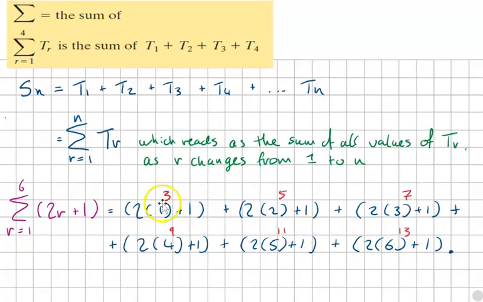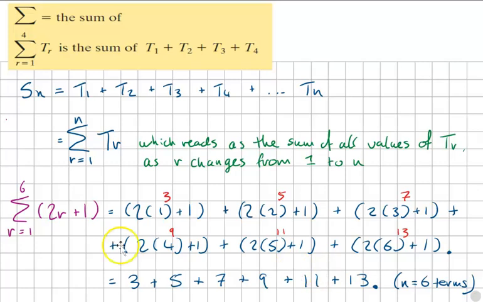So we end up getting 2 multiplied by 1 plus 1 gives us 3. 2 times 2 plus 1 is 5, and 7, 9, 11, 13. So all of this is equal to 3 plus 5 plus 7 plus 9 plus 11 plus 13. So there are 6 terms in total. 1, 2, 3, 4, 5, 6.